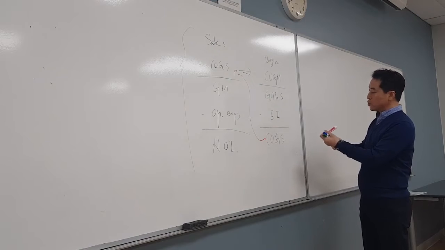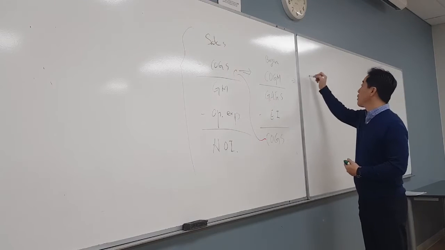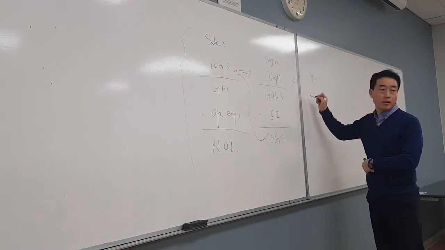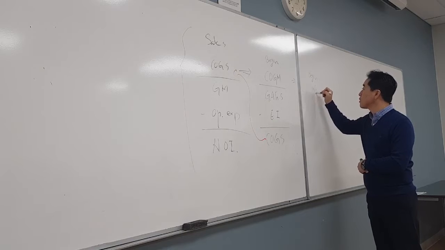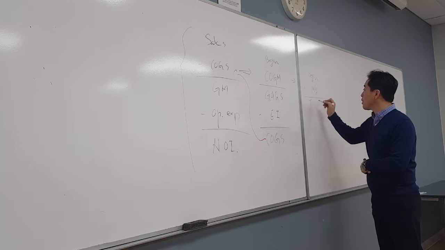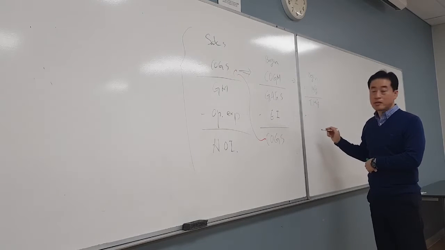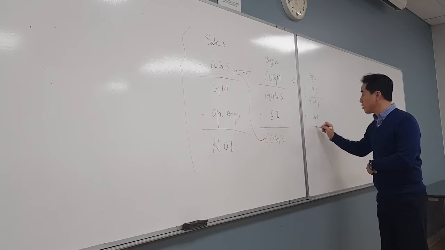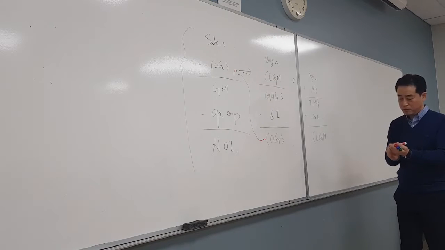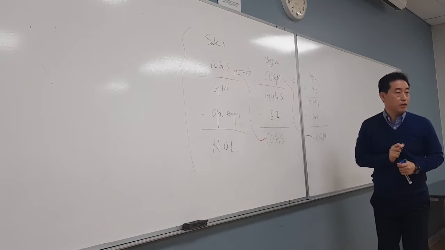Cost of goods manufactured: how do we calculate it? Beginning work in process, am I right? And what? Manufacturing cost. That's the total manufacturing cost. Then minus ending, that's cost of goods manufactured. Right?